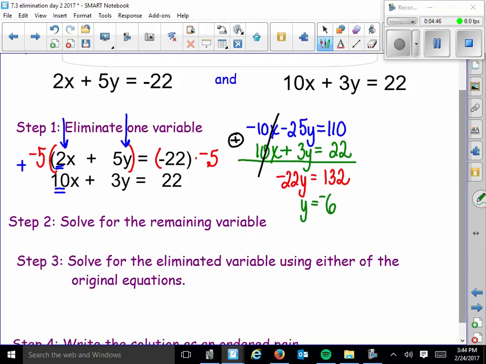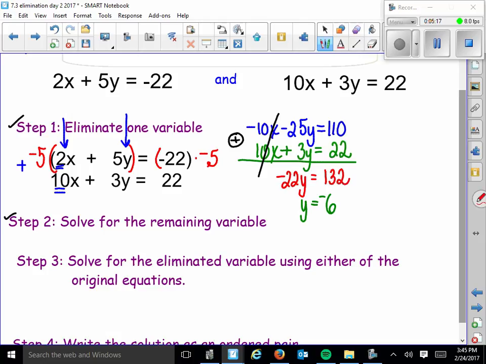Let's go back and take a look at our steps. The first thing we did is we eliminated a variable, but first we had to change one of the equations so that we had opposite coefficients, and we chose x. We solved for the remaining variable because after we eliminated the x's, the remaining variable was y, and we solved for y. The third step is to solve for the eliminated variable. Well, x was the eliminated variable.